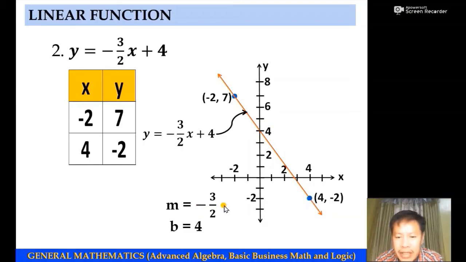Reduce that into lowest terms by dividing 9 by 3, which is equal to 3, then dividing 6 by 3, which is equal to 2. That is why our slope is negative 3 halves. You can also have the slope like this.